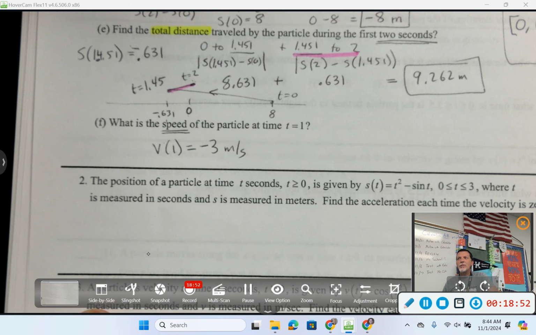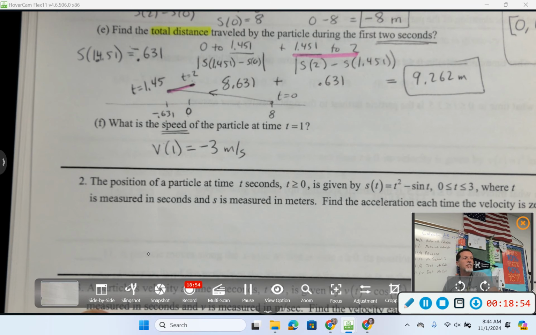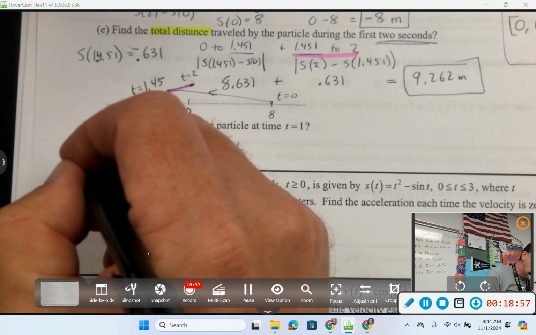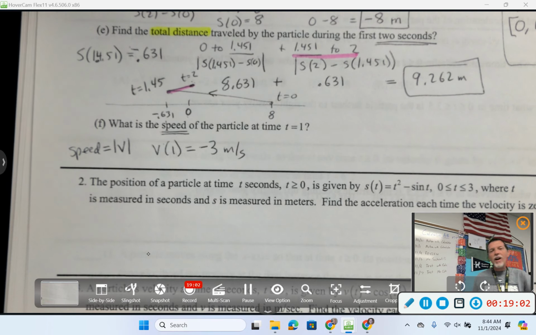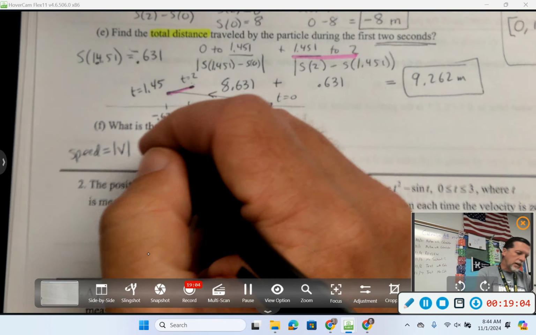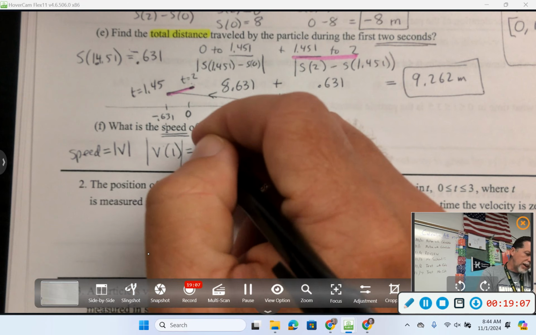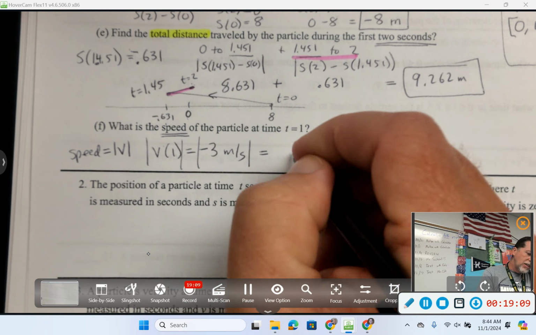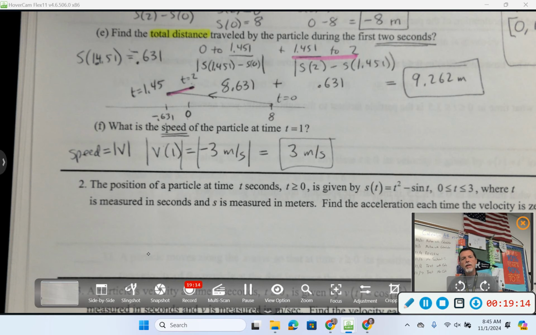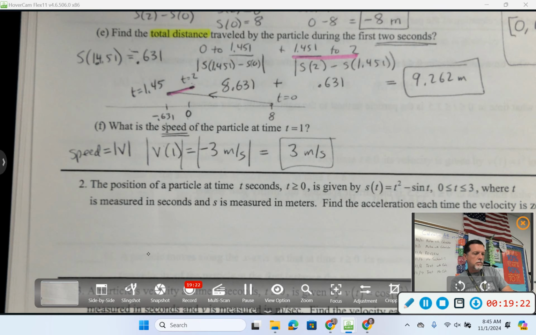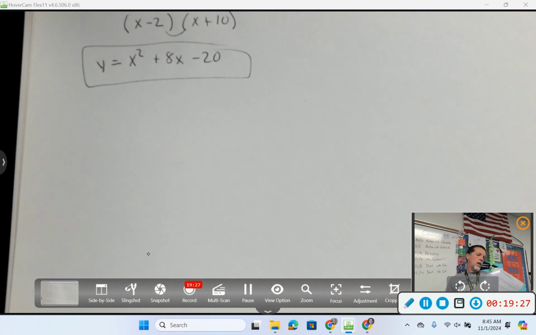Why is it just 3 meters per second? Because there's no direction. So the mathy way to say it is speed is the absolute value of velocity. The more conceptual way is what Dylan said: speed doesn't have direction, so speed would just be 3 meters per second. So it's an easy calculation question, but a little bit of a tricky concept question. All right, let's look at number 5.